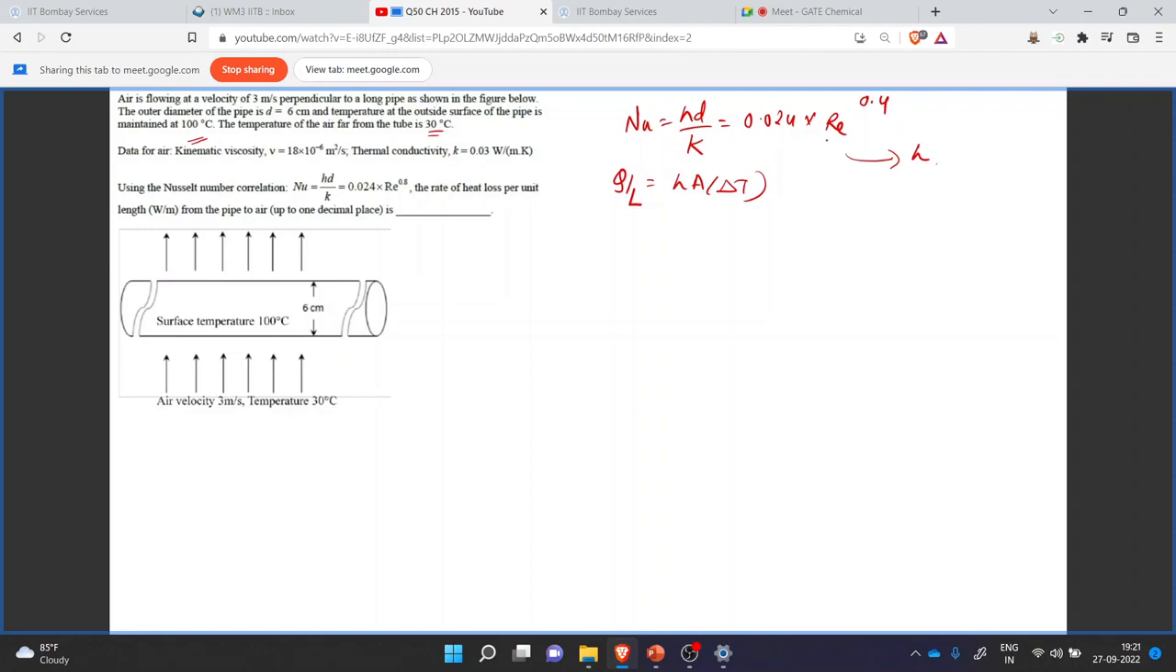So to calculate h, let's first calculate the Reynolds number. So Reynolds number is defined as rho V D upon mu. Here we have been given the kinematic viscosity. Let's just replace the values over here. The velocity is 3 meters per second. Diameter of the pipe is 6 centimeters.